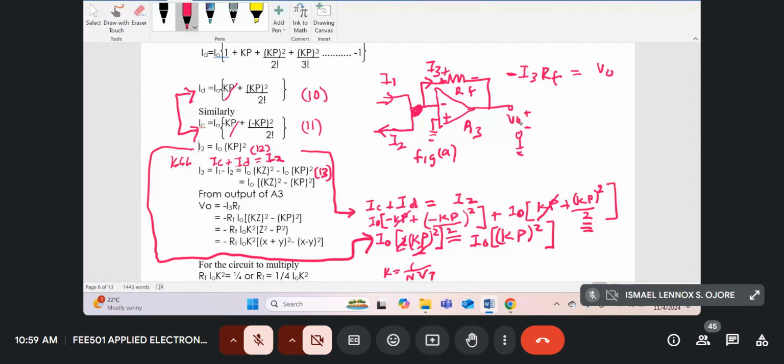If you go back to the type notes, let's call this one 14. So I can write as 14, V0 is minus I3 into RF. Then we substitute for I3. I3 we get from equation 13. I3 is I0 into square brackets, KZ squared minus KP squared. So if you substitute that one, we are going to get, let's call this one 15.